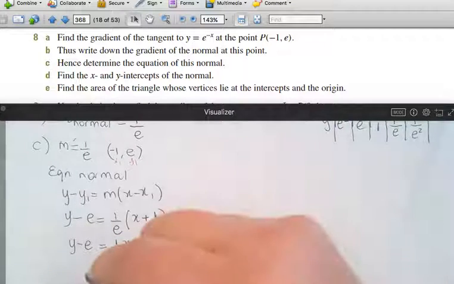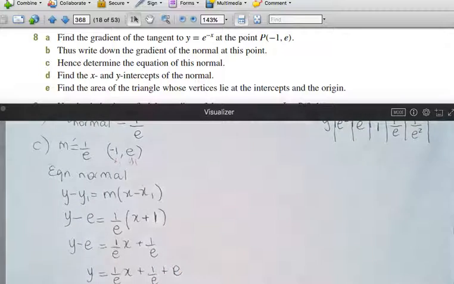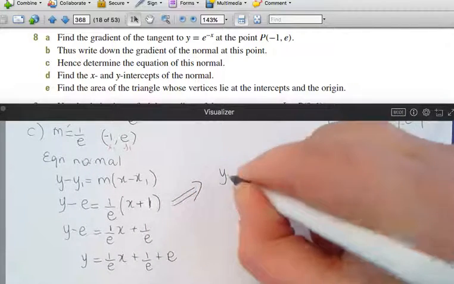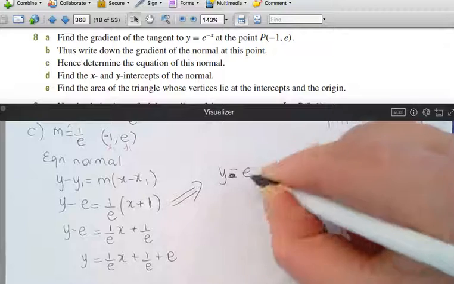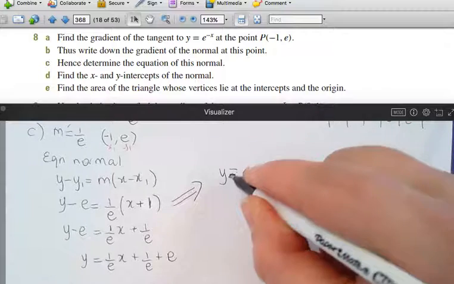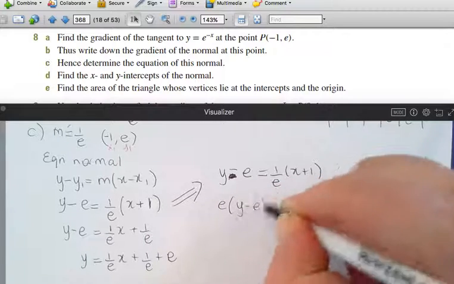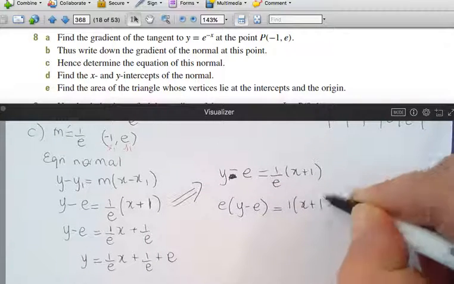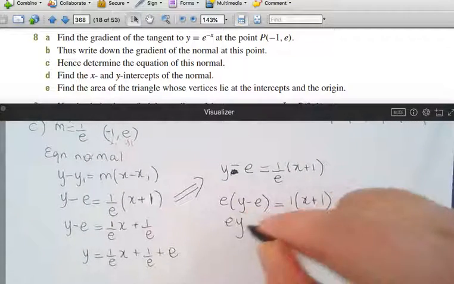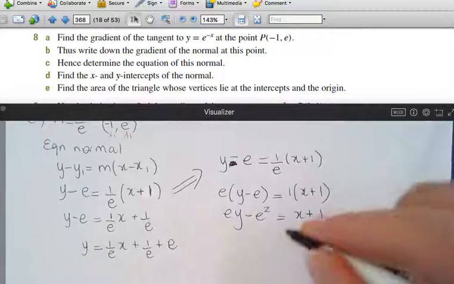But what else could I have done instead? I could have, yeah. So this is what that looks like if I decide to bring the e over. But the other thing I could have done from this step is to do the following. Y minus e equals 1 over e bracket x plus 1. That e is on the denominator. So if you want to put it in general form, you would multiply by e. The opposite of divide by e is to times the other side by e.